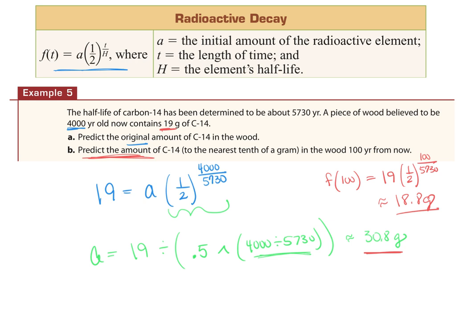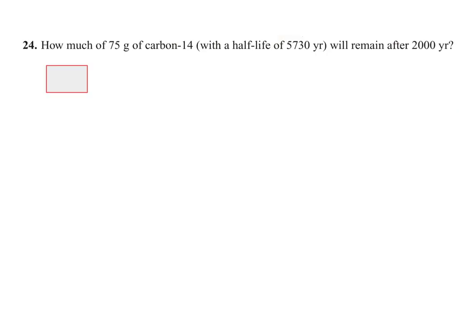So 100 years from now, you're only going to have 18.8. You've only lost 0.2 grams, right? Because you've only done 100 years of your 5,730-year half-life, okay? So your half-lives are exponential because they are slowing down. They're not as big of a jump as that first one was. All right, your half-lives.